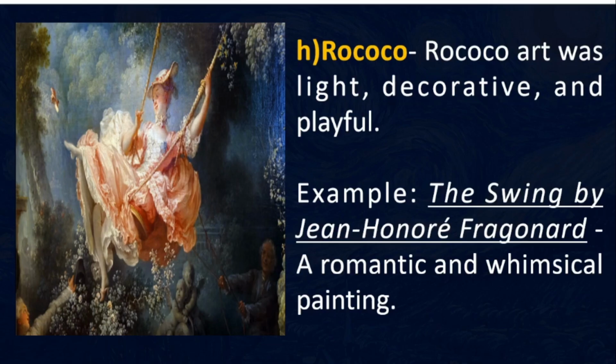The 17th and 18th centuries. G. Rococo. Rococo art was light, decorative, and playful. Example, The Swing by Jean-Honoré Fragonard. This painting portrays a young woman while a hidden admirer gazes at her. The soft pastel colors and lush garden setting reflect the whimsical and romantic nature of Rococo art. The dynamic movement and flirtatious tone contrast with the seriousness of Baroque art.